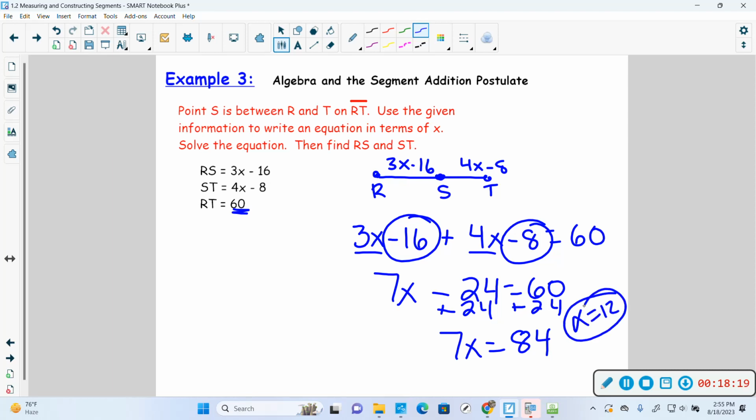Now, just when you think, yes, we're done, we're almost done. Read closely. And this you'll see a lot in geometry. Blah, blah, blah. Write an equation in terms of x. Solve the equation. Did it. I need RS and ST. I need the actual numerical values for them. Okay, we can do it.